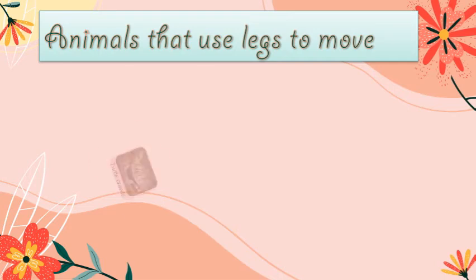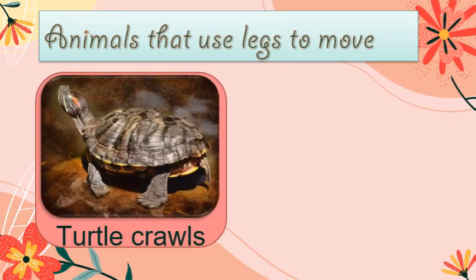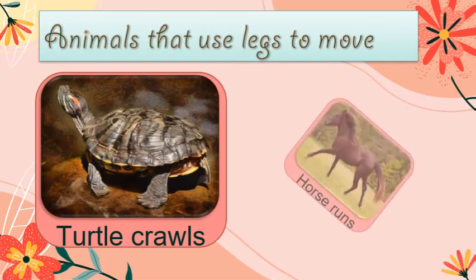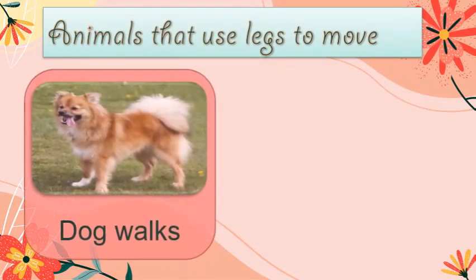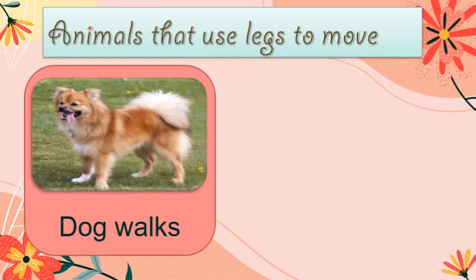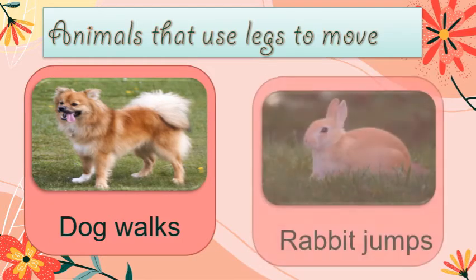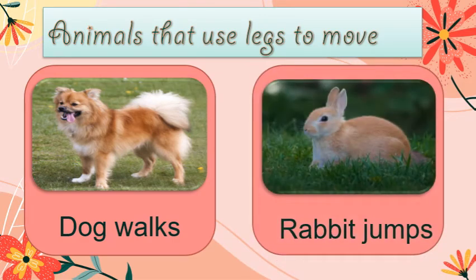For example, we have turtle. Turtle can crawl using its legs. Horse. Horse can run fast using their legs. We also have dogs. Dogs can walk, can run, can jump using their legs. As well as the rabbit. Rabbit can jump and hop using their legs. These are the animals that use legs.